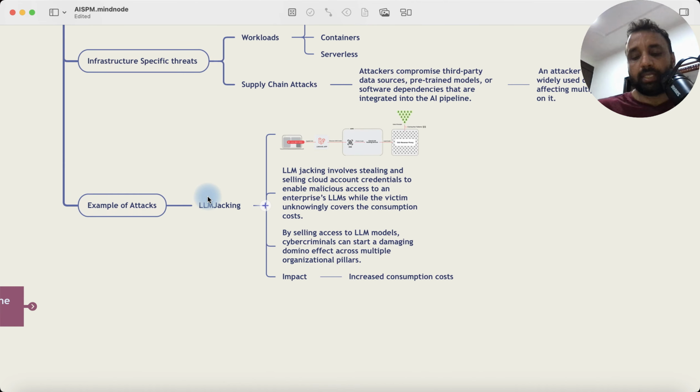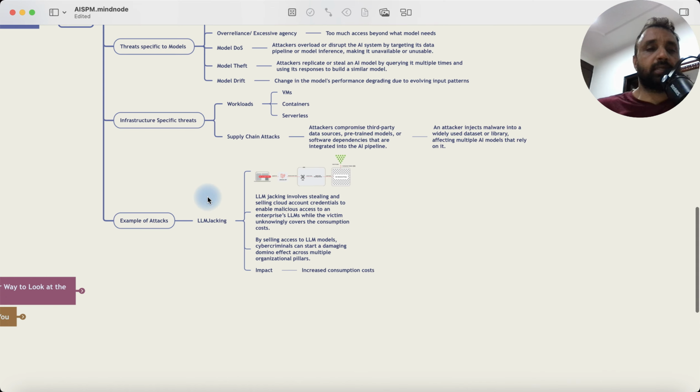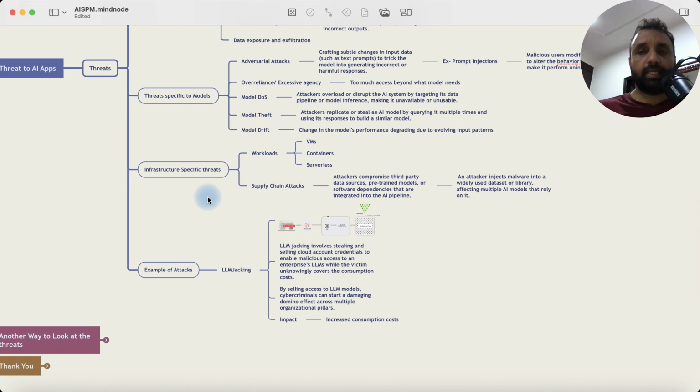So this is an example. Now, all these threats, they're not the full list. This is what I've found so far, and I'm sure there's a bigger list that we can find, and we'll learn more as the industry starts to use more AI based apps. This is just not an exhaustive list for sure.